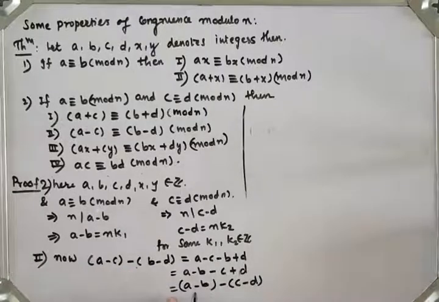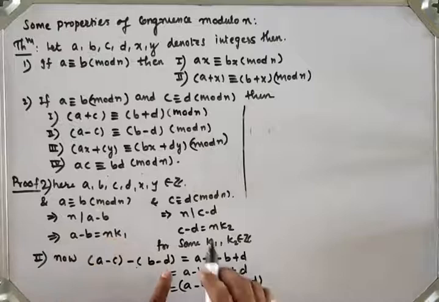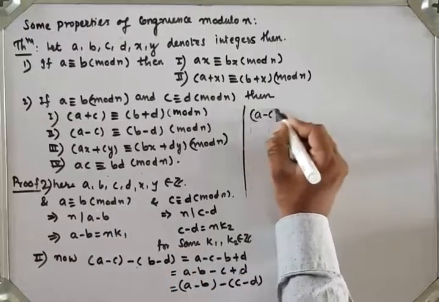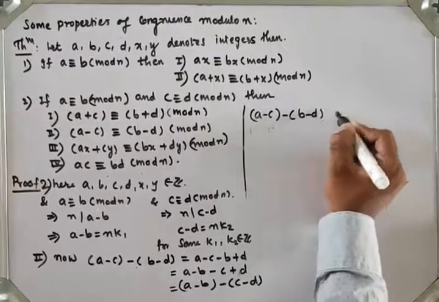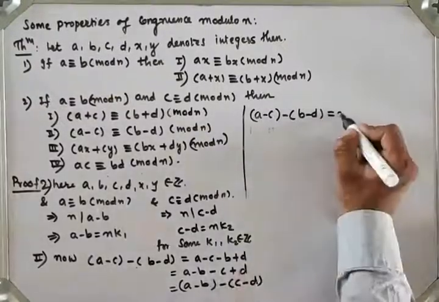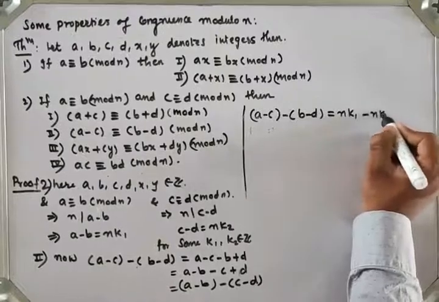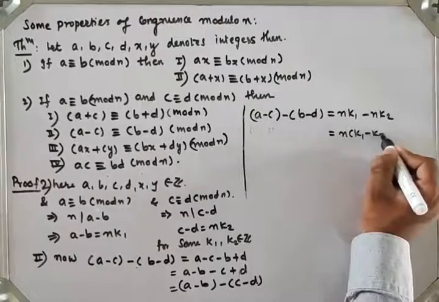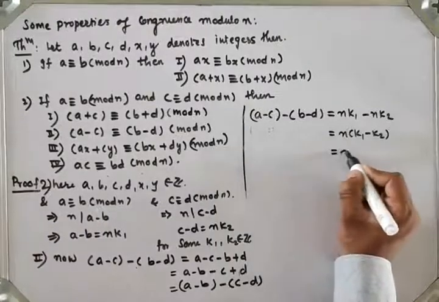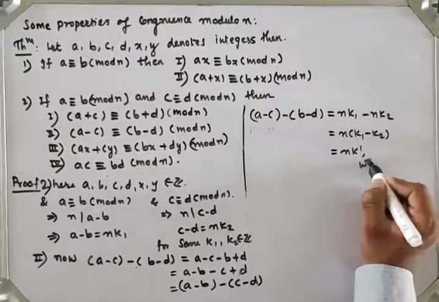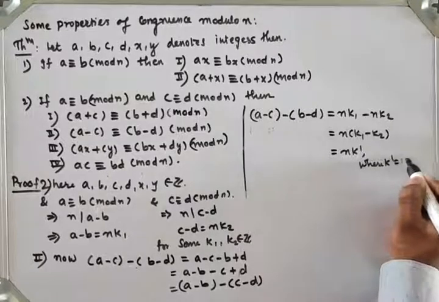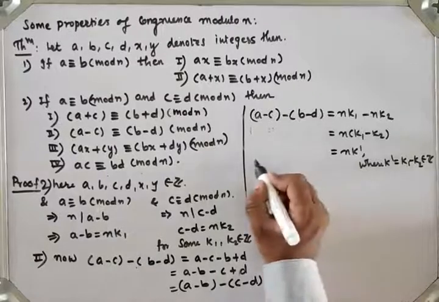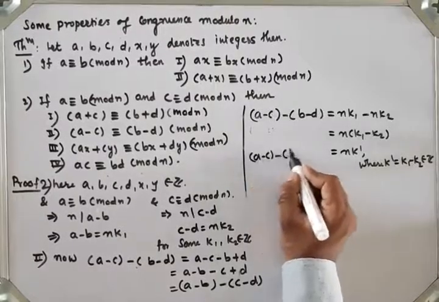So we know that the value of A minus B is nk1 and C minus D has value nk2. So the left hand side A minus C minus B minus D has value nk1 minus nk2, which is equal to n as a common, so k1 minus k2, which is equal to n into k dash, where k dash is equal to k1 minus k2, which belongs to the set of integers.